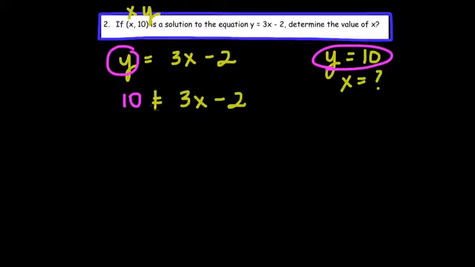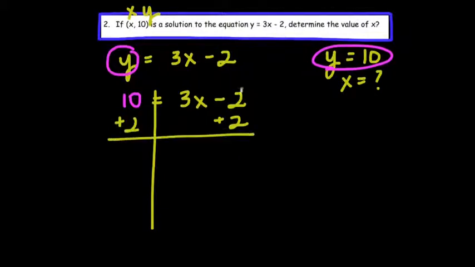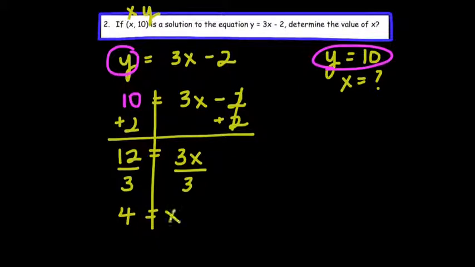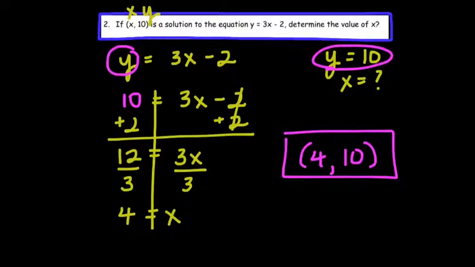Since that x is in the middle of the problem, I'm going to solve this by moving everything away from that x. So I'm going to start by adding 2 to both sides. So this will cancel. 10 plus 2 gives me 12. So I have 12 equals 3x. And then finally I'm going to divide both sides by that 3. So this gives me a final answer of x equals 4. Or I can put it back in a point: when the x is 4, the y is 10. So this would be the solution for number 2.